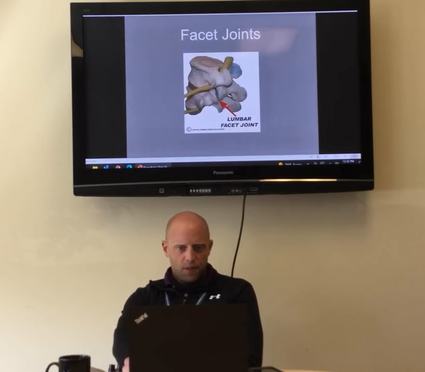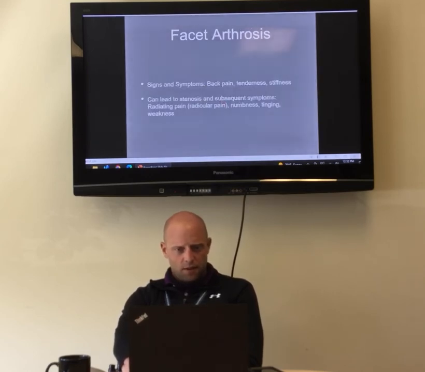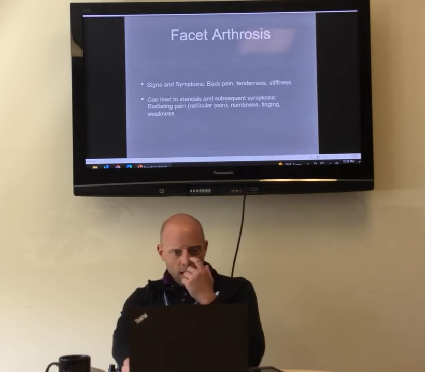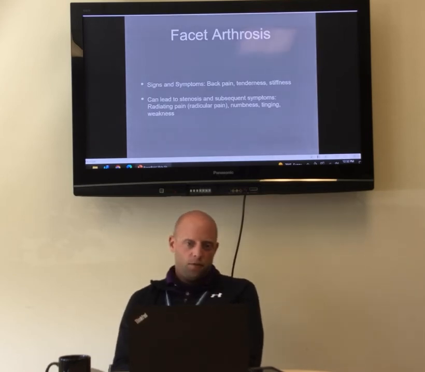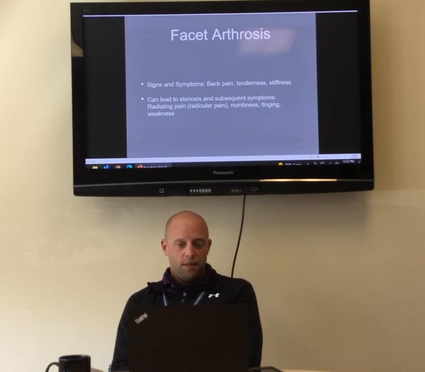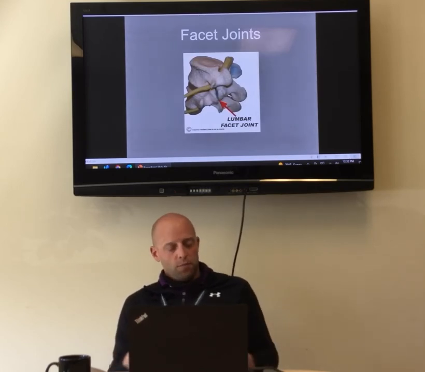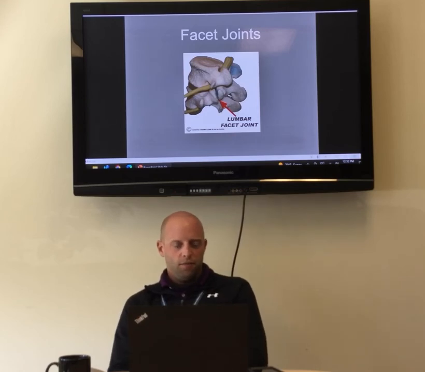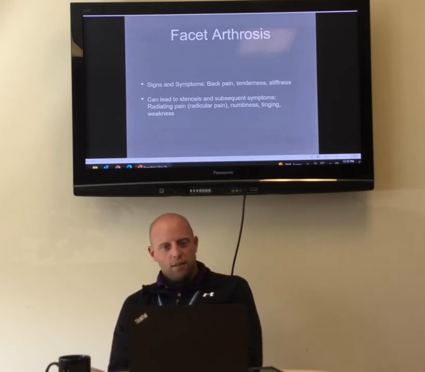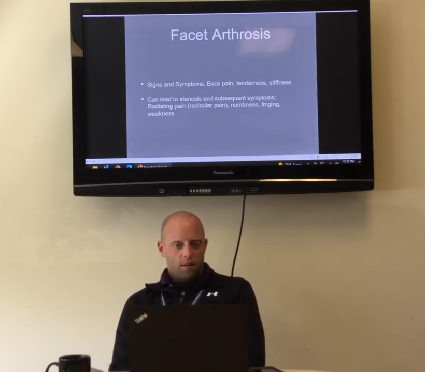So our facet joints. That's the greatest picture. Let's see if we have a better one. But signs and symptoms of facet arthrosis: back pain. You'll have tenderness over these particular joints because they are palpable on physical exam. Patients will complain of stiffness. This can lead to stenosis because part of arthrosis is bone spurs forming, or these joints getting larger over time just due to chronic inflammation. And I've seen these joints get very large. And they can cause stenosis, impingement of the nerves, and radicular symptoms.